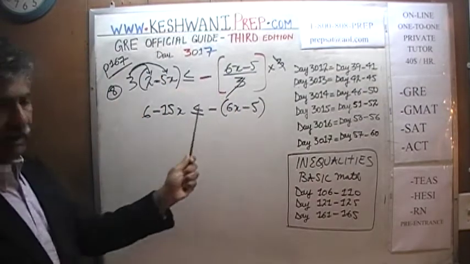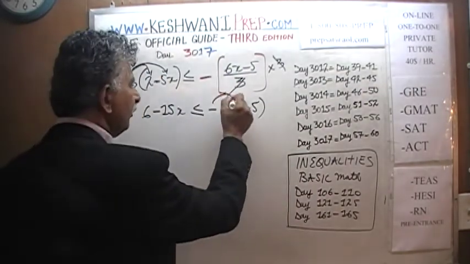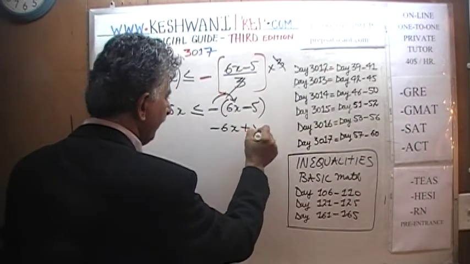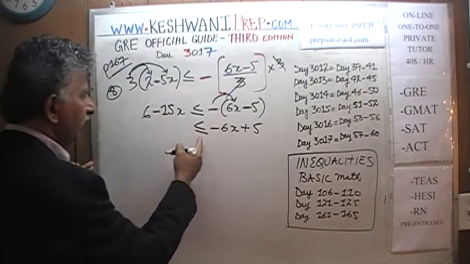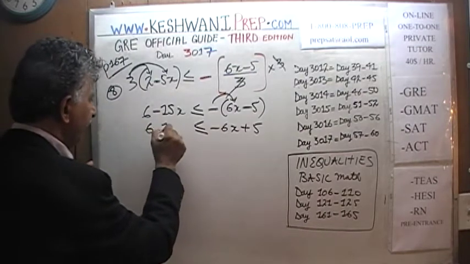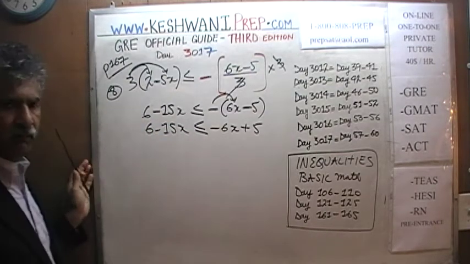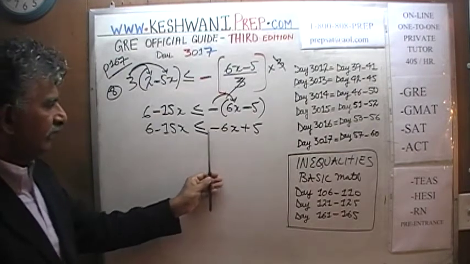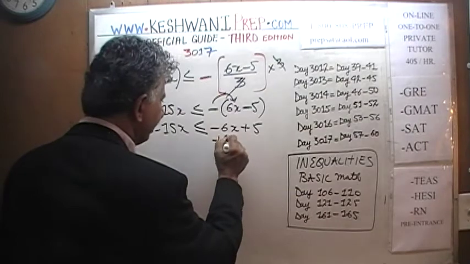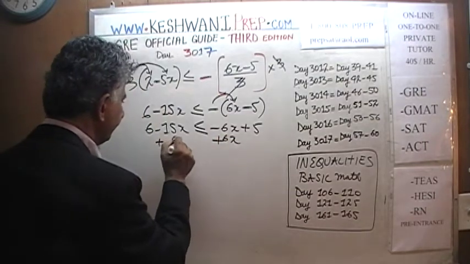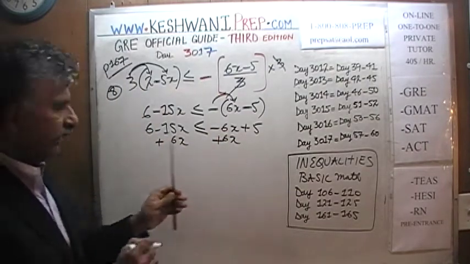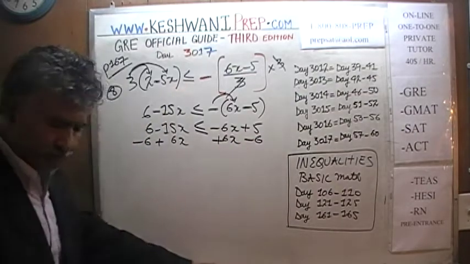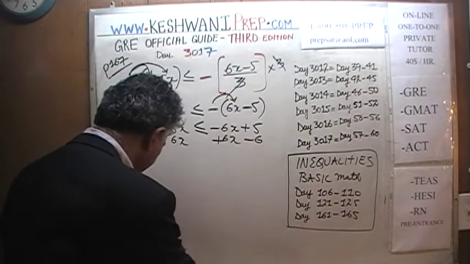I could have done it there, but I want to make sure that you understand. So now we're going to distribute the negative sign. We're going to get negative 6x, and negative times a negative is going to become positive, which we are told is greater than or equal to 6 minus 15x. We want to bring all of our x's to one side and all the known quantities to the other side. So let's bring the 6x here by adding 6x to both sides. And we want to bring the 6 to the other side. Let's subtract 6 from both sides. That's it. We are almost done.